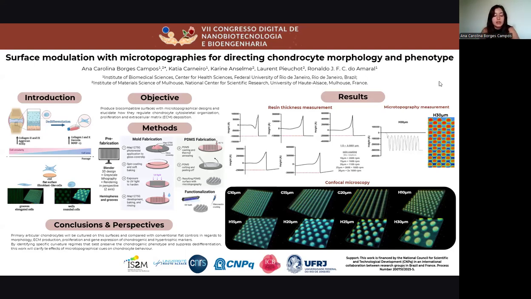So in conclusion, we can say that we successfully fabricated reproducible microtopographical PDMS surfaces with controlled isotropic and anisotropic geometries. And these platforms will help us better understand how physical surface cues can influence chondrocyte behavior and phenotype maintenance. And we believe that by identifying topographical conditions that best preserve the chondrogenic phenotype, we can help reduce chondrocyte dedifferentiation during in vitro expansion and maybe contribute to improved cartilage tissue engineering strategies.